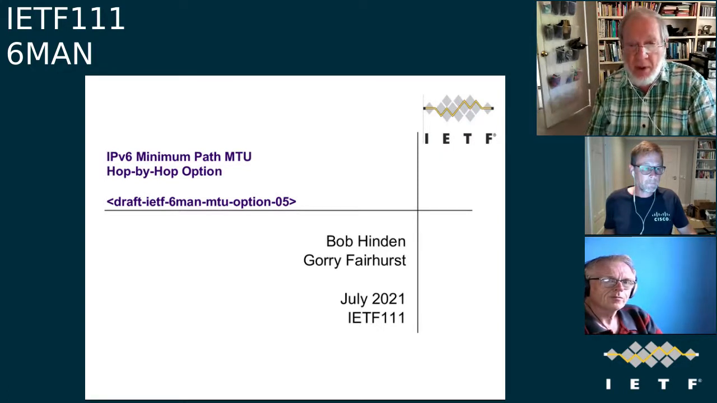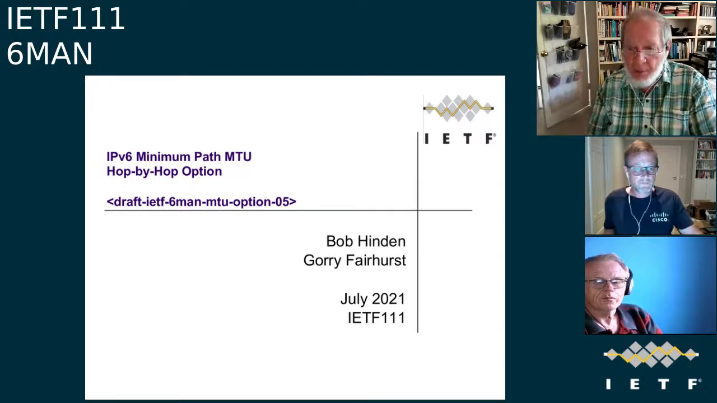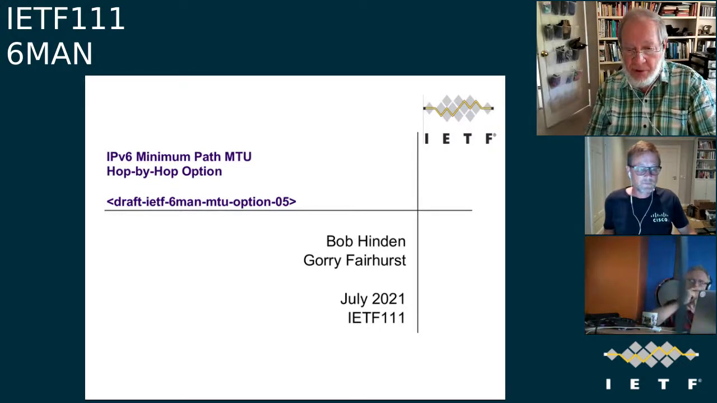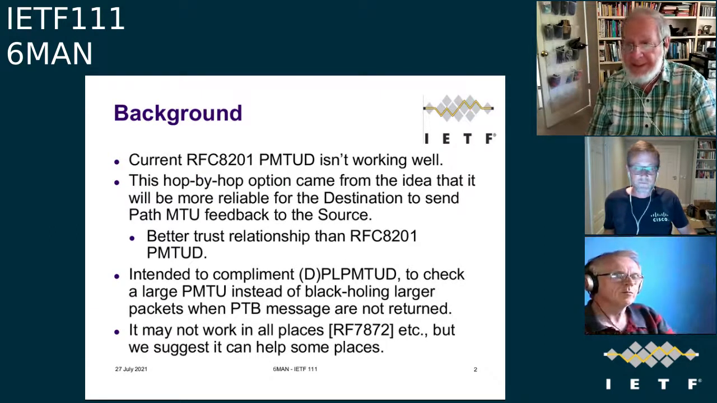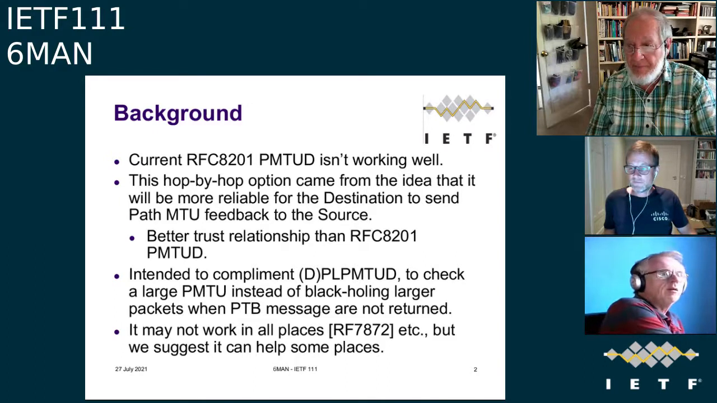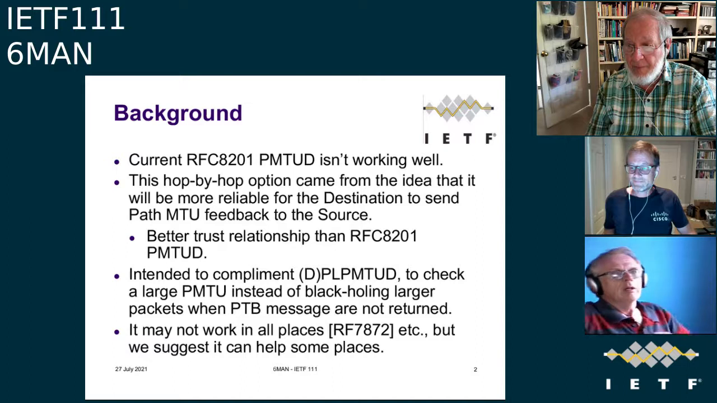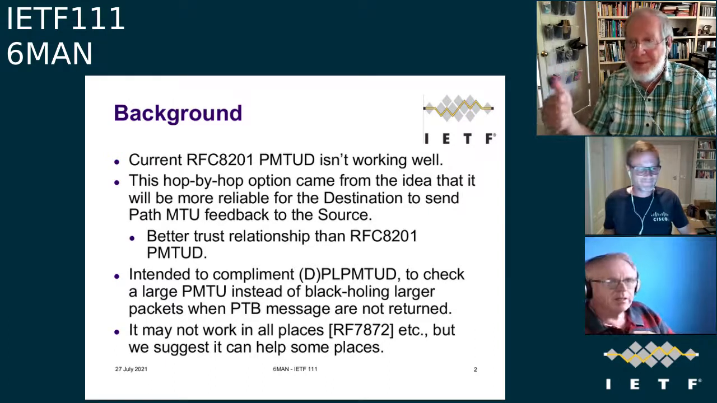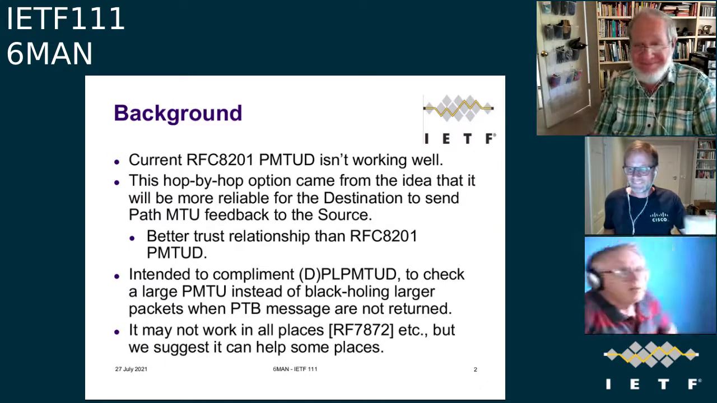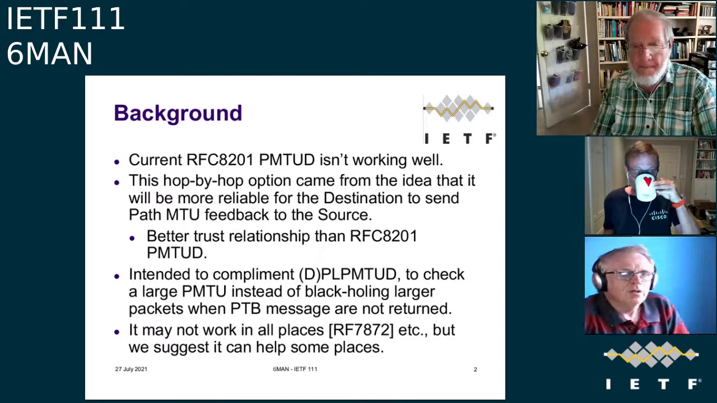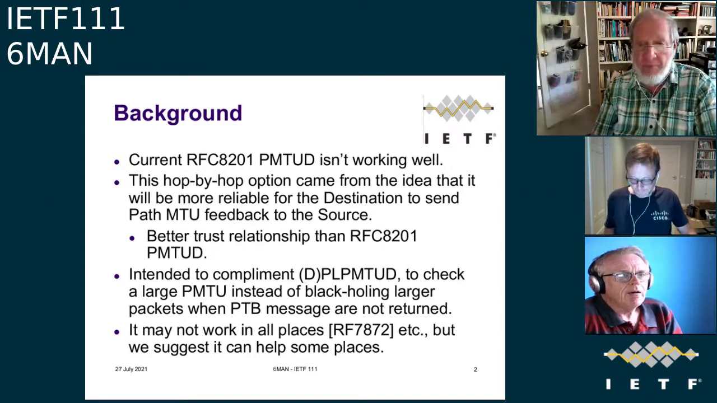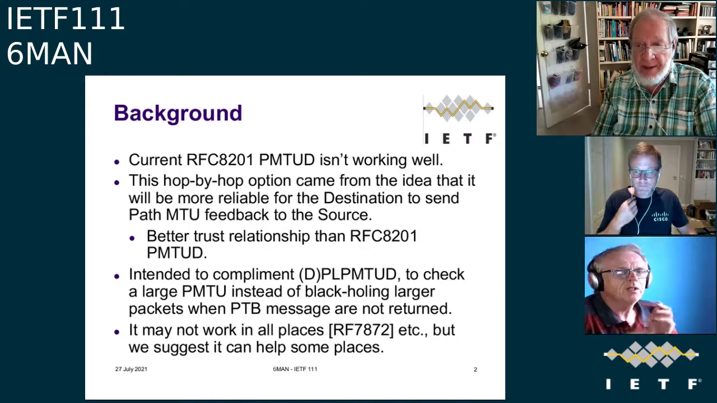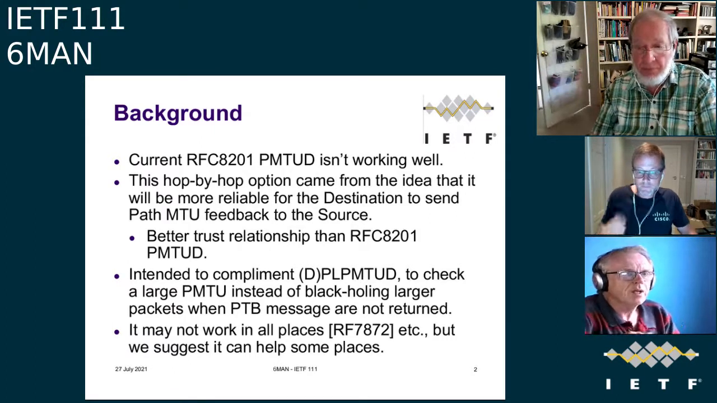So this is the IPv6 minimum path MTU hop option that Gorry and I are authors of. Gorry, do you want to do the background? Yes. The background to this is really that Path MTU doesn't work that well. It works okay if everything is implemented by RFCs, but things aren't, and ICMP messages don't really get through as much as you would need to make this reliable.